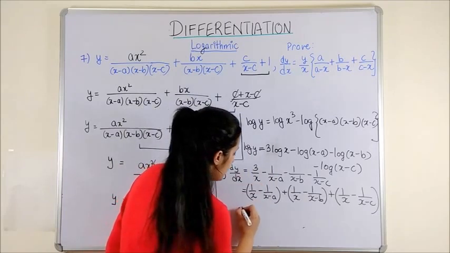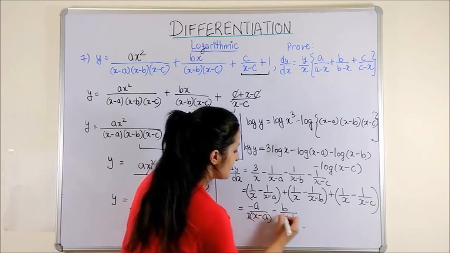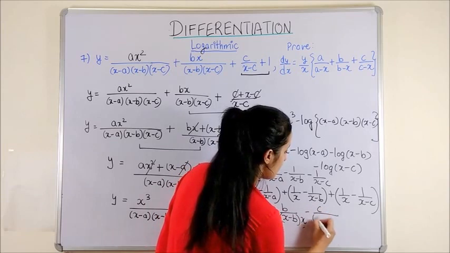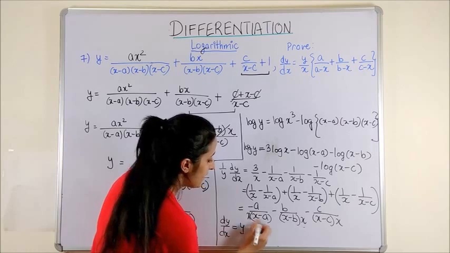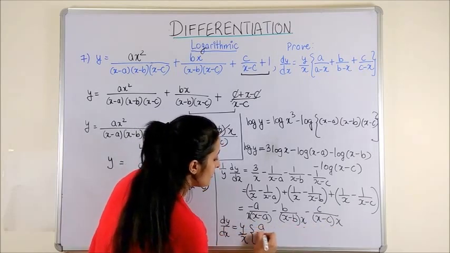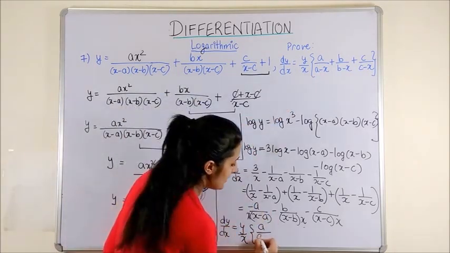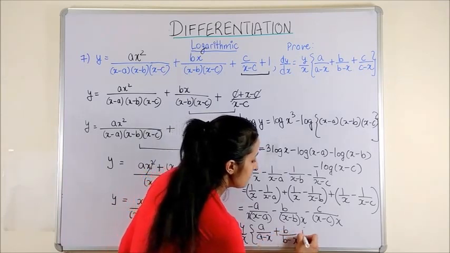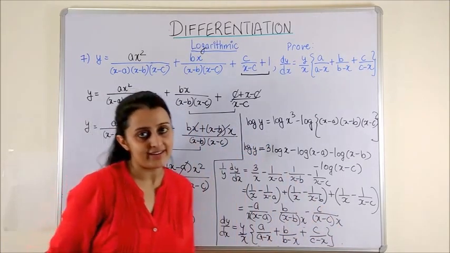Which means, now taking your LCM, which gives us minus a upon x minus a into x, minus b upon x minus b into x, minus c upon x minus c into x. Shifting this y to your right, and taking x common from each of the terms, a upon, further you need a minus x, so this minus sign is absorbed. So you get a upon a minus x plus b upon b minus x plus c upon c minus x. And this is our desired answer.